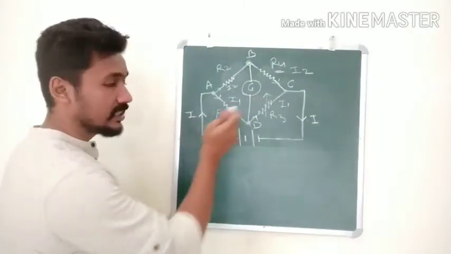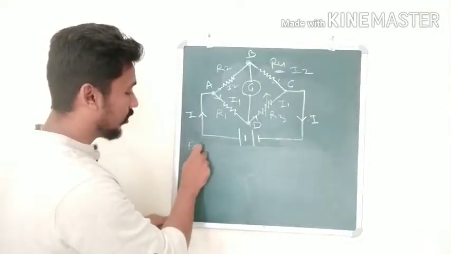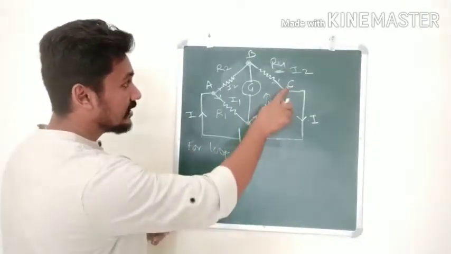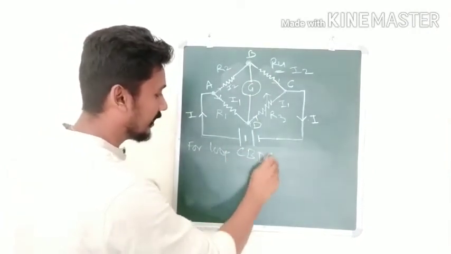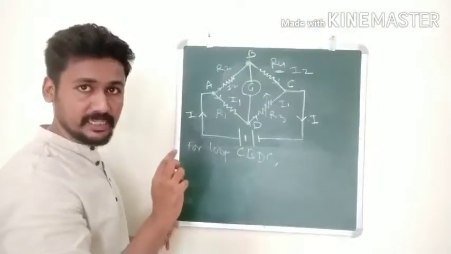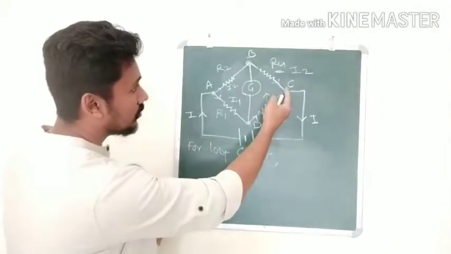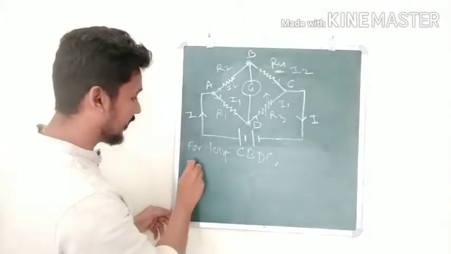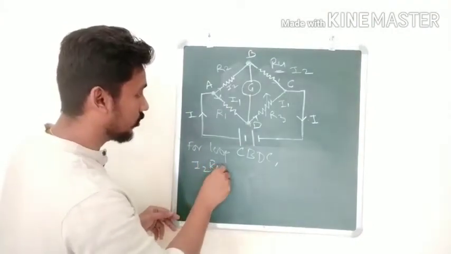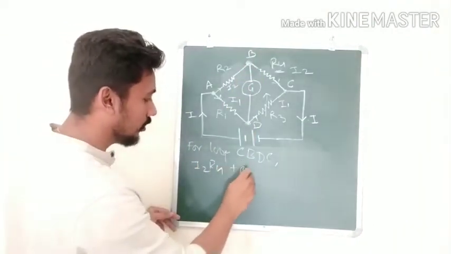Now let us go to the second loop, that is for loop CBDC. Here again we will apply Kirchhoff's loop rule. From C to B, we are going against the current, so the potential drop is positive. So I will write it as I2 R4, B to D 0.